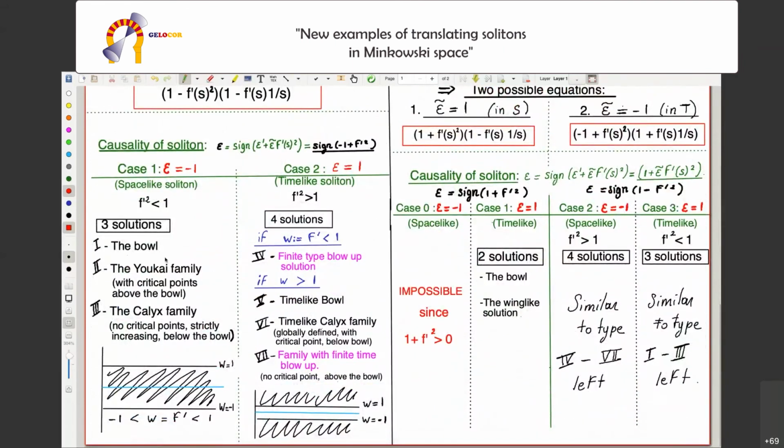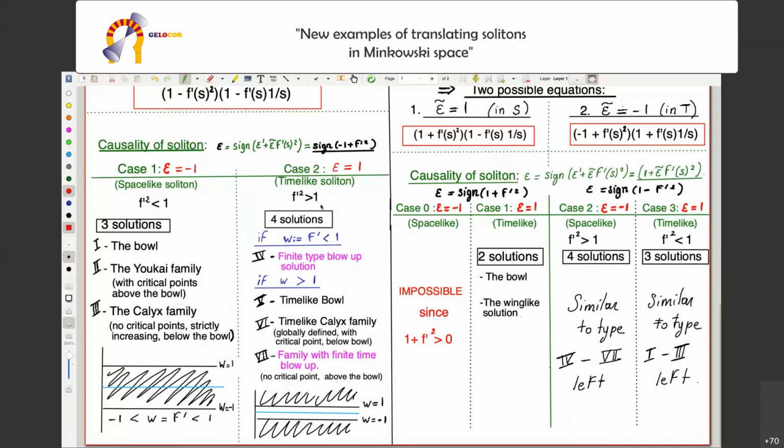So the ball, which is the only entire solution, and two families, the Yukai and the Calyx family. Miguel found these names, which I think are really cute. One is a family above the ball with critical points, and the other one is below the ball. I'm going to show you another picture in a bit. Below the ball with no critical points, right? And so these are the three possible solutions we get in the case of space-like solitons.